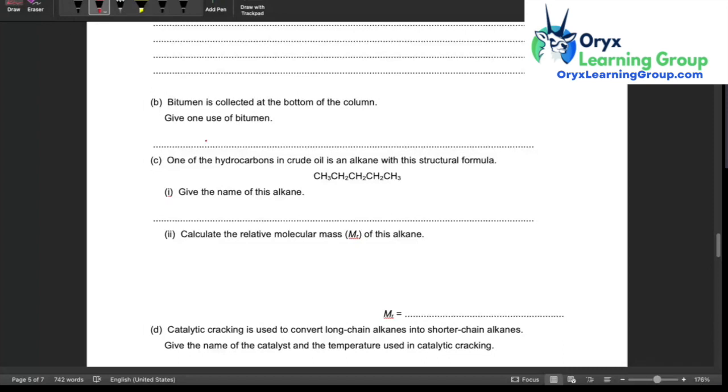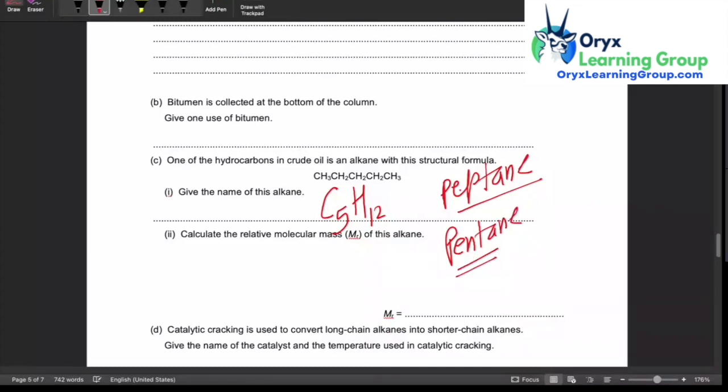Okay, what is the formula of this compound? Because there's 5 carbons. Yes, C5H12. And what did you say? Peptane. I think she meant pentane. When you have 5 carbons, it is called pentane, not peptane. So don't write that one, this is wrong. This is the right answer: pentane. One question on this is coming.